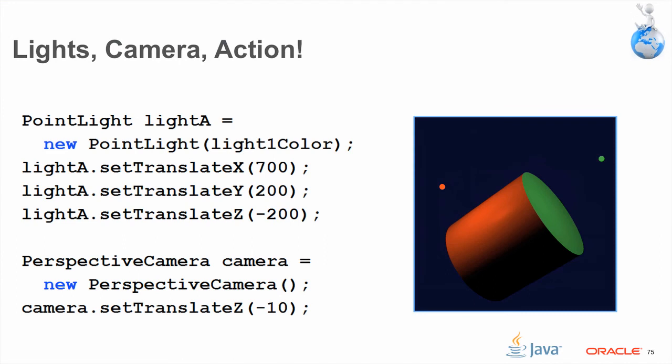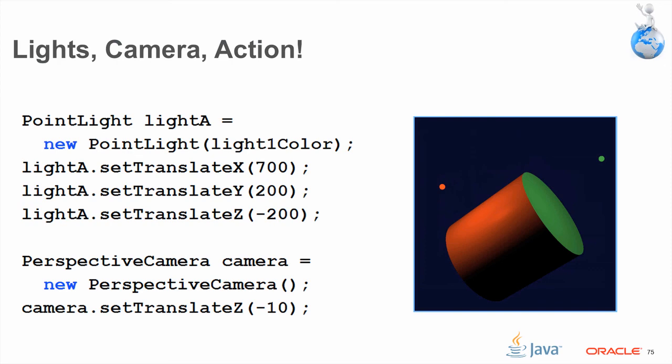The code behind that is on this slide. We're creating an instance of a point light, giving it a color, and then we are positioning the point light at an X position of 700, a Y position of 200, so X being horizontal, Y being vertical going up in the positive direction, and then Z setting it at a negative 200, where positive is going into the screen. So this particular light that we're creating is actually behind the scene a little bit, shining into the scene so that we can light things up in there.